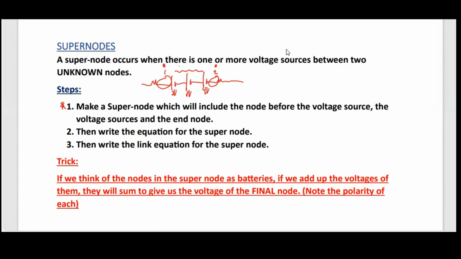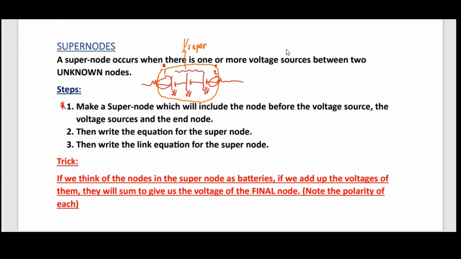That's what they call a supernode. We go here, include everything in between, and the end. Now we just treat this entire supernode as if it was a normal node. Assume the current going out like normal, and do your normal calculations as we are accustomed. Now you can name this whole node, which is a combination of a set of nodes. You can name it V super, or VS, some name.